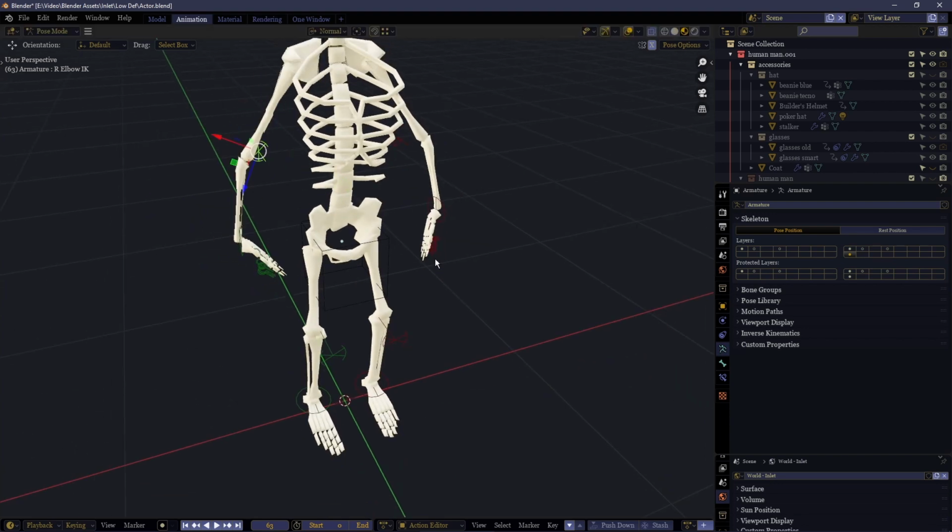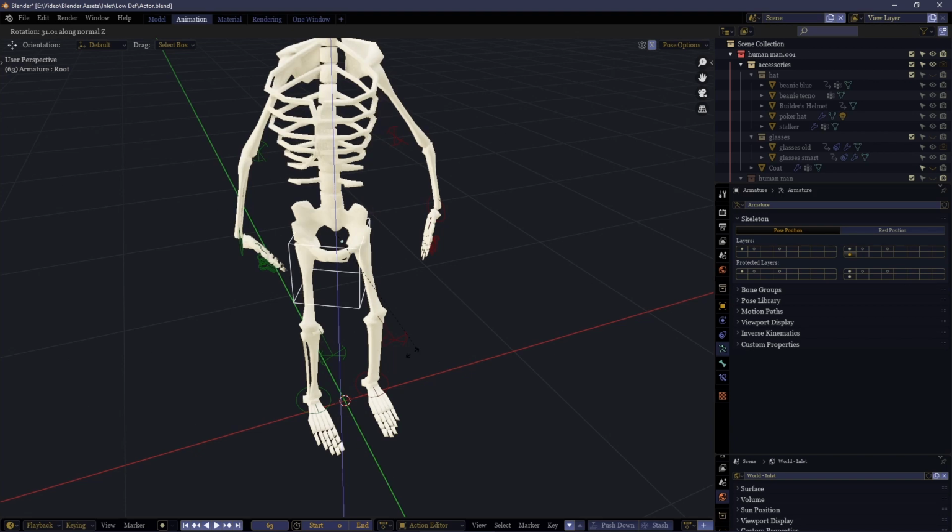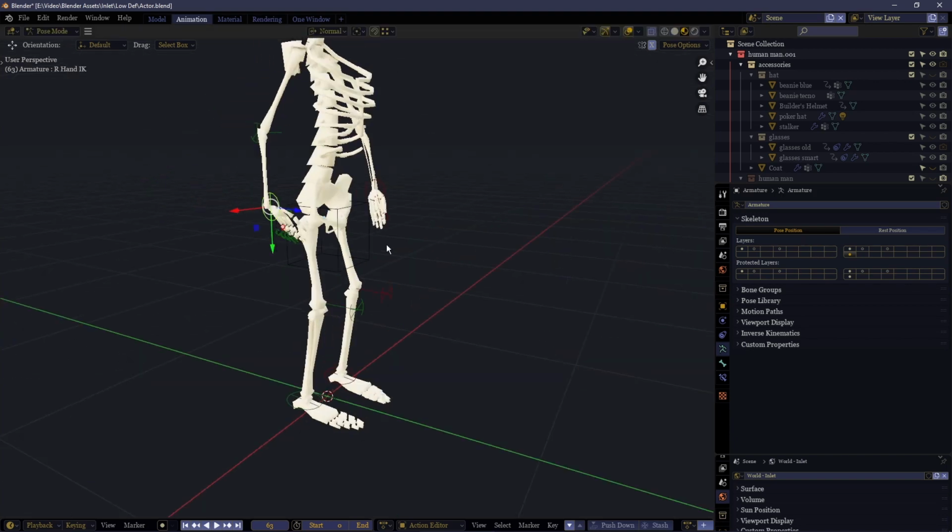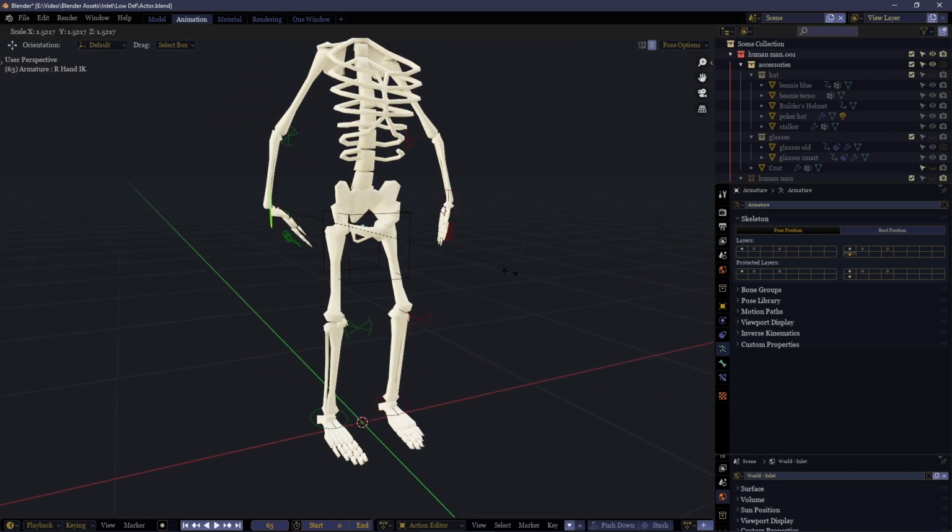The elbows and the knees act as normal. The root bone here acts as normal. The hand IK bones, pretty standard as well.